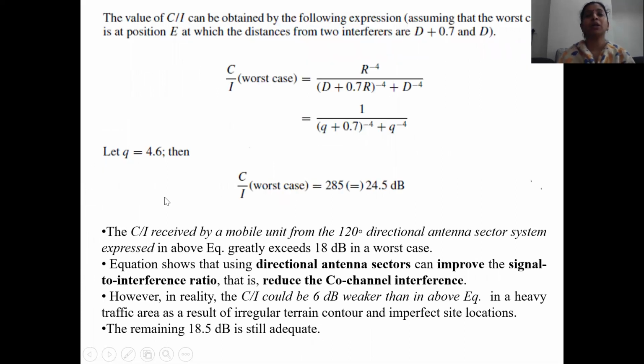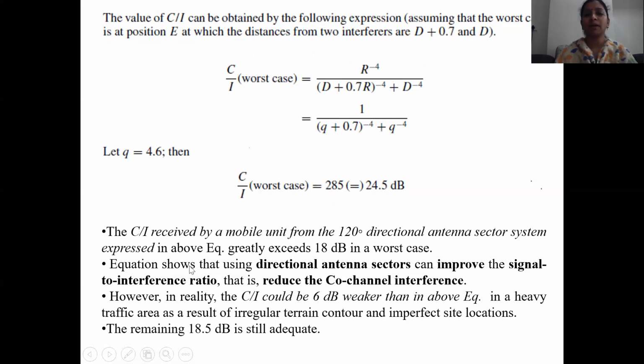For these 2 cases, the value of C/I, the carrier to interference ratio, can be obtained by the same equation: C/I equals R to the power gamma divided by the summation over the co-channel cells at distance D. Here the 2 co-channel cells taking part in the interference are at distances D plus 0.7R and D. We sum both in the denominator, bring the denominator down, take D by R equal to Q, and substitute. First we take Q equal to 4.6, that is K equal to 7. The C/I value is 224.5 for the 100 degree directional antenna sector system.